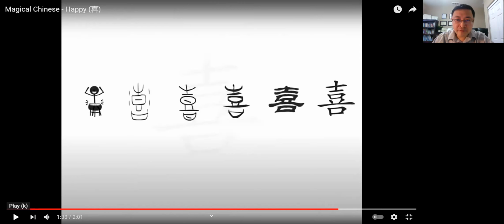This video lively shows you how the character 喜 evolved from a picture of someone beating a drum happily. So the character 喜 generally means someone is doing something happily, enjoyably.